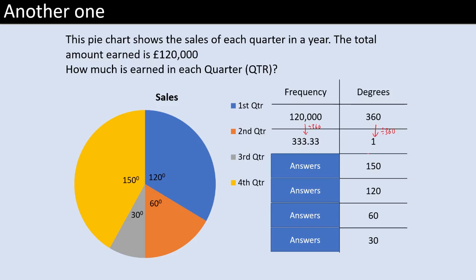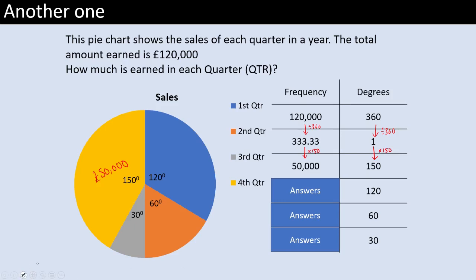Now, I can go from 1 degree up to 150 very easily. I can times by 150. So I would have to do the same on the other side as well. I would also times by 150. Because what I do to one side of my proportion table, I do to the other side. 50,000. So my Q4, quarter 4, that is 50,000 pounds. There we go. Nice and easy, nice and straightforward.